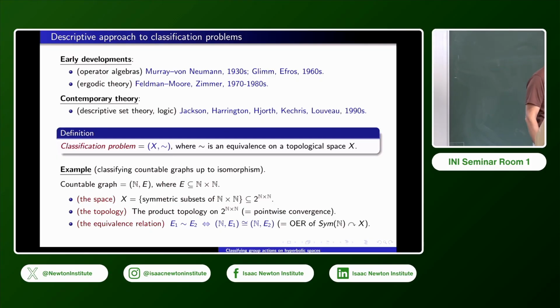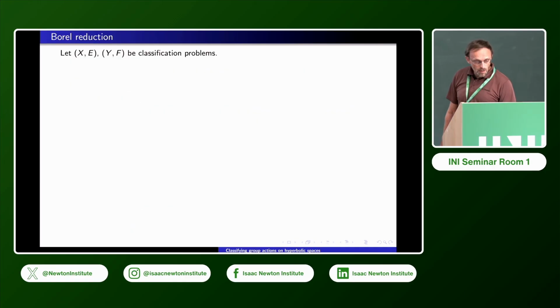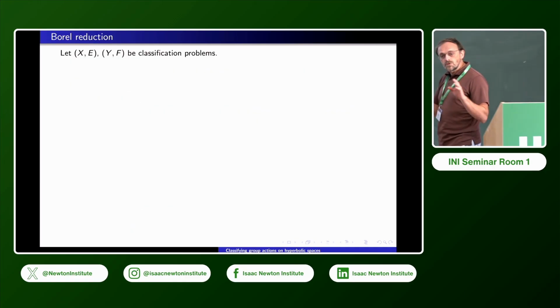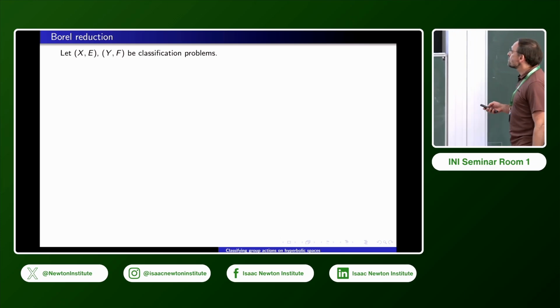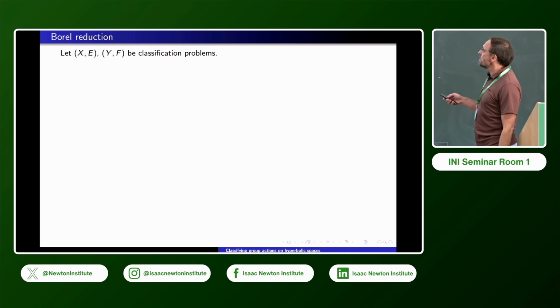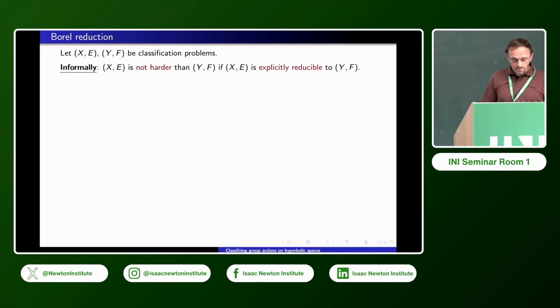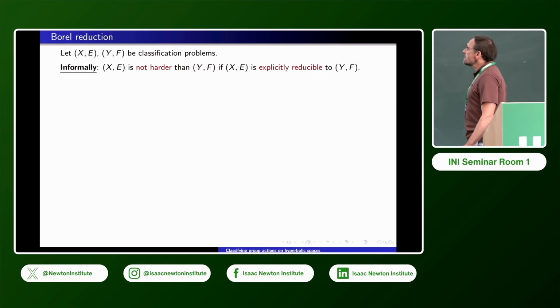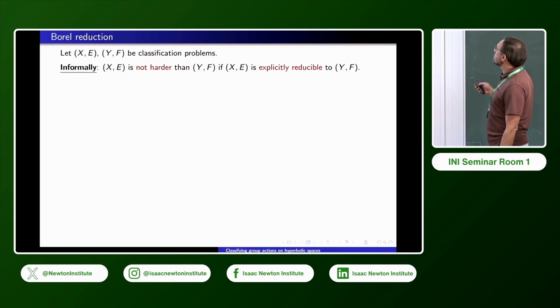Now, as I said, the topological structure on X can be used to compare the complexity of two different classification problems. Suppose we have two classification problems, where X and Y are topological spaces, and E and F are certain equivalence relations. Informally, we want to say that the first classification problem is not harder than the second if you can explicitly reduce the first problem to the second.